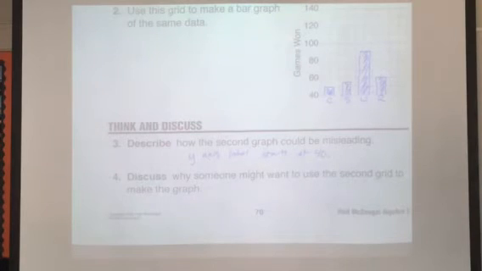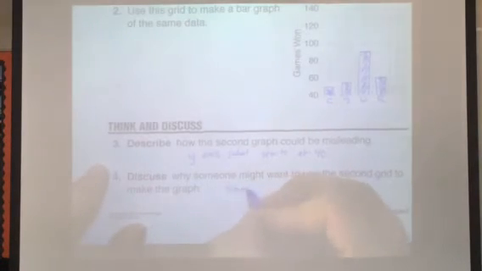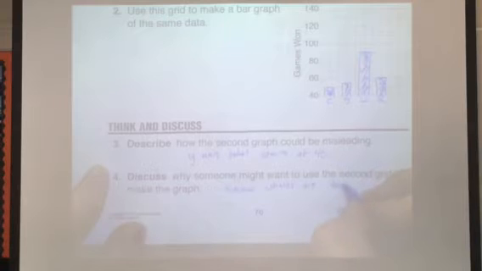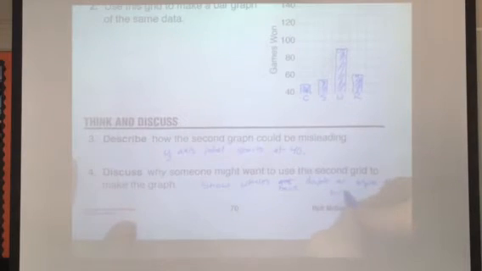And then 4, discuss why someone might want to use the second grid to make this graph. One thing I would say is to show the Whales have double or triple the wins of any other team. There are certain times when you might see a graph that is misleading, and they have a reason for wanting to show that type of graph.